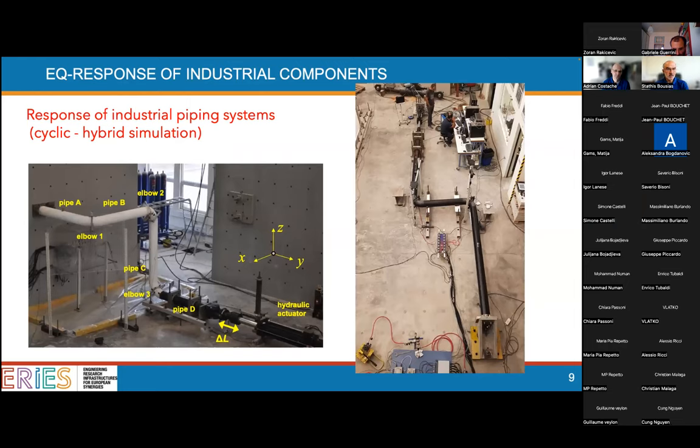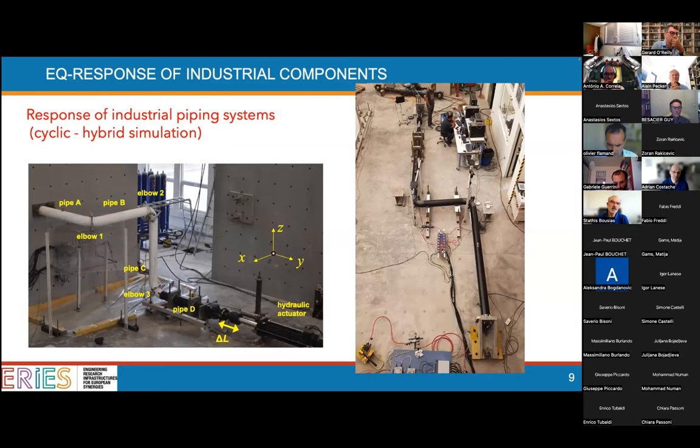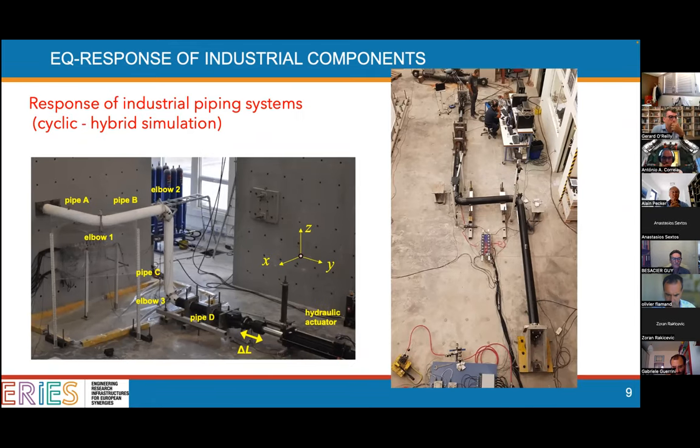Also, the lab has some experience on testing industrial components like piping systems, either cyclically. You can see on the left side a configuration of a piping system, a real system from an industrial plant, tested. On the right-hand side, you see a different configuration, which was part of a hybrid simulation test.